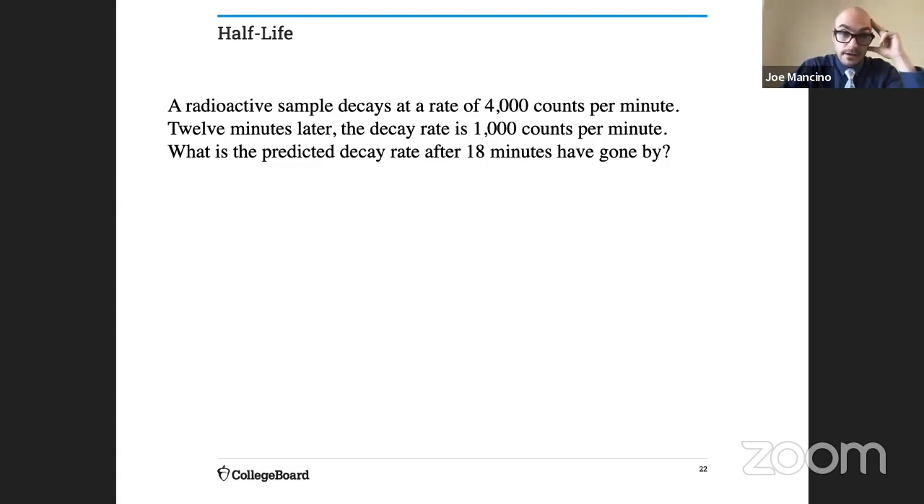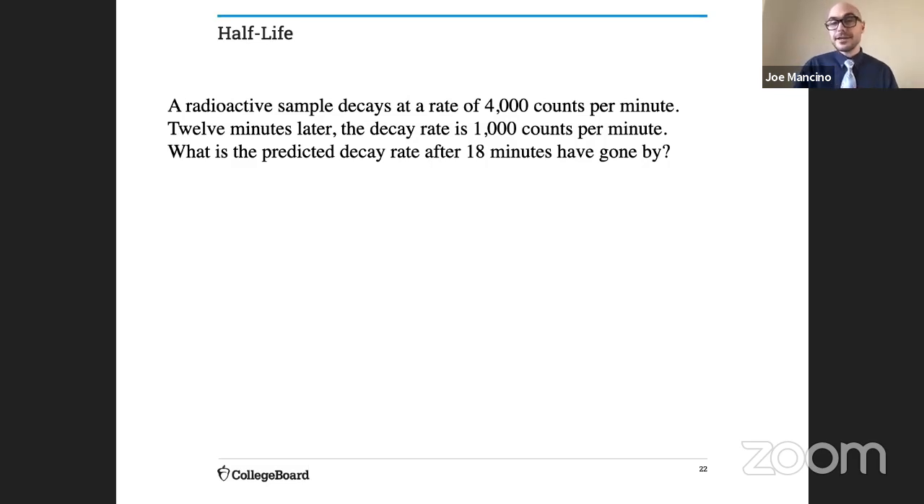Well, we need to figure some stuff out. We need to figure out how many half-lives went by in that initial chunk of time. So, can you figure that out? How many half-lives went by in the first 12 minutes? We went from 4,000 counts a minute initially to only 1,000 counts a minute after 12 minutes. Well, that's 1/4 as much. So 1/4 as much means 2 half-lives went by. If 2 half-lives went by in 12 minutes, that means the half-life is 6 minutes.